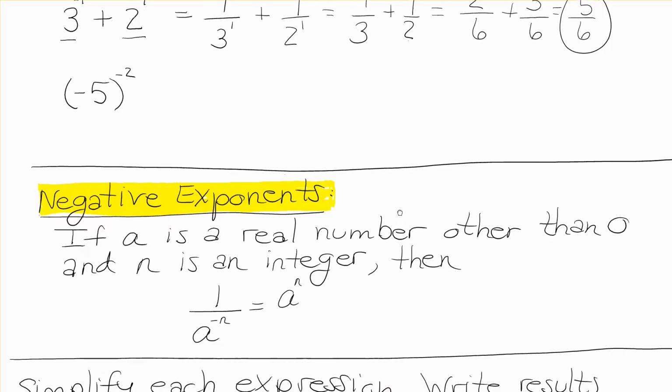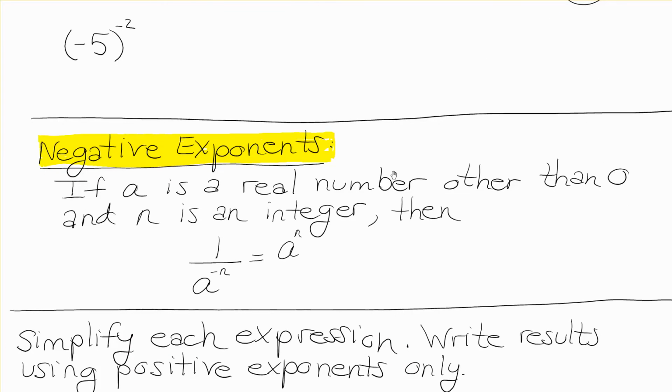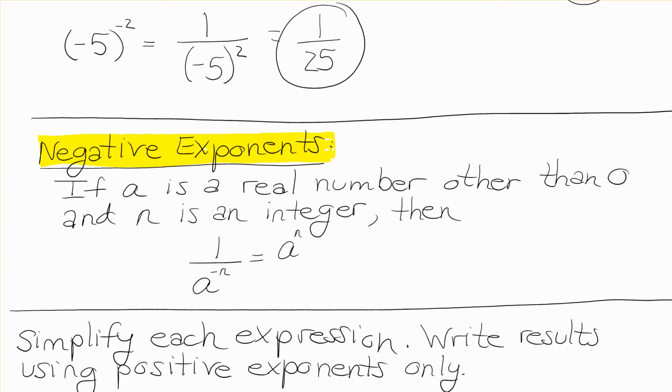Okay, last example here. We're going to take the number negative 5 and we're raising it to the negative 2 power. So that tells me that we have to take the reciprocal of negative 5 squared. I know we can figure that out. What's negative 5 squared? Negative 5 squared is just 25. So our final answer is 1 over 25.